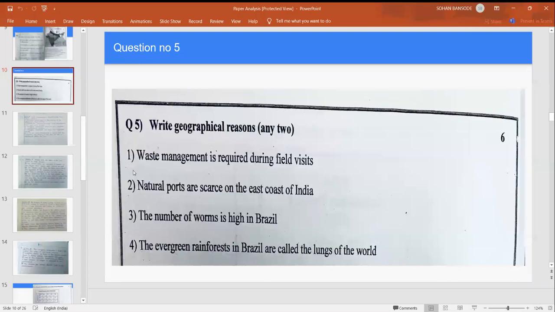First one is, waste management is required during the field visit. Now, this is a question which is based on common sense also, so you can add your own points over here. Next one is, natural ports are scarce on the east coast of India. Third one is, the number of worms is high in Brazil. Fourth one is, the evergreen rainforests in Brazil are called the lungs of the world. So we'll move toward the answers.